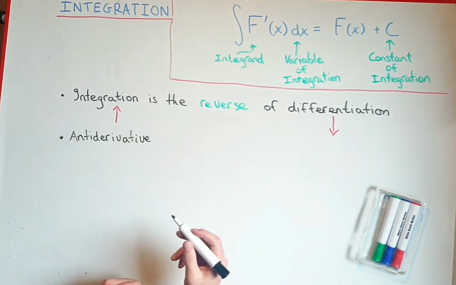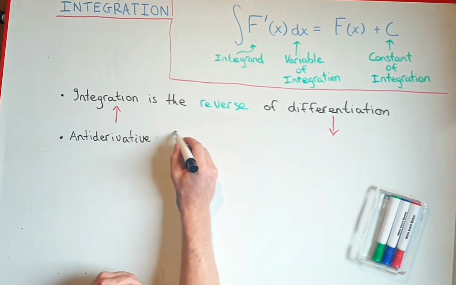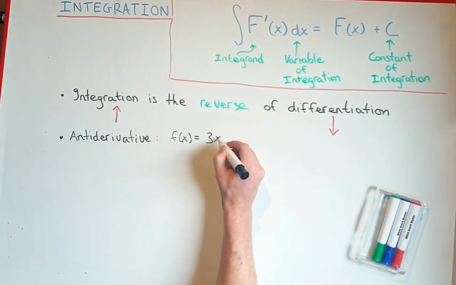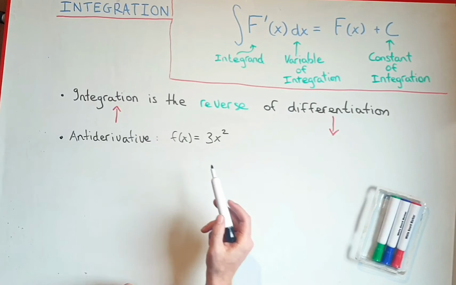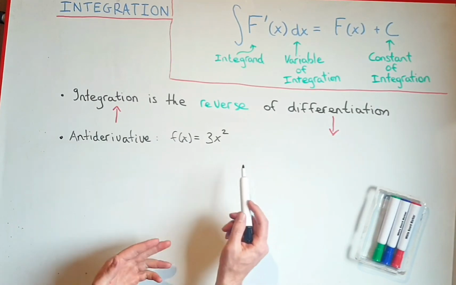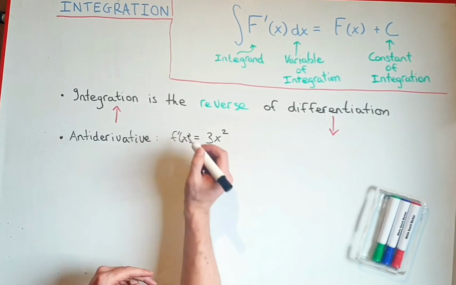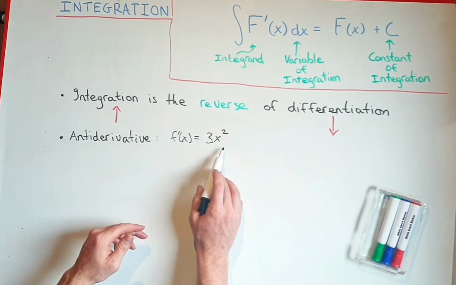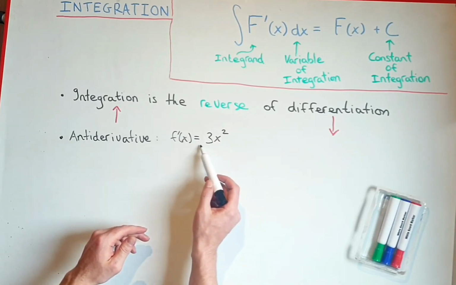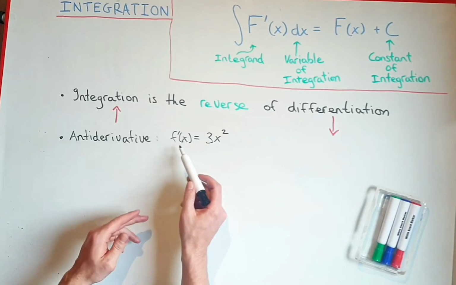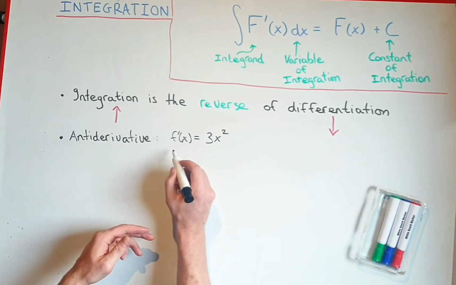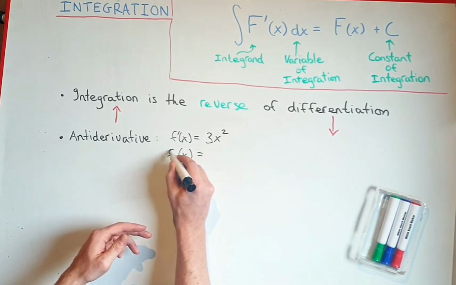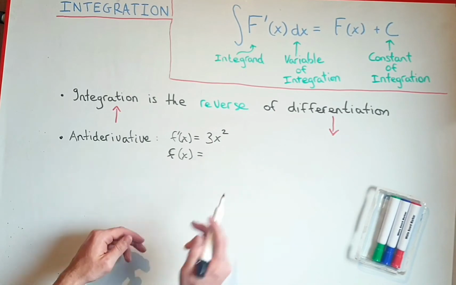So suppose I gave you a function f of x is equal to, I don't know, 3x squared. Let's say, it might make it easier, just have f prime of x. So I said to you, this f prime of x is 3x squared. I've given you the differentiated result, 3x squared. So then if I said to you, okay, this is the differentiated result, but what is f of x?